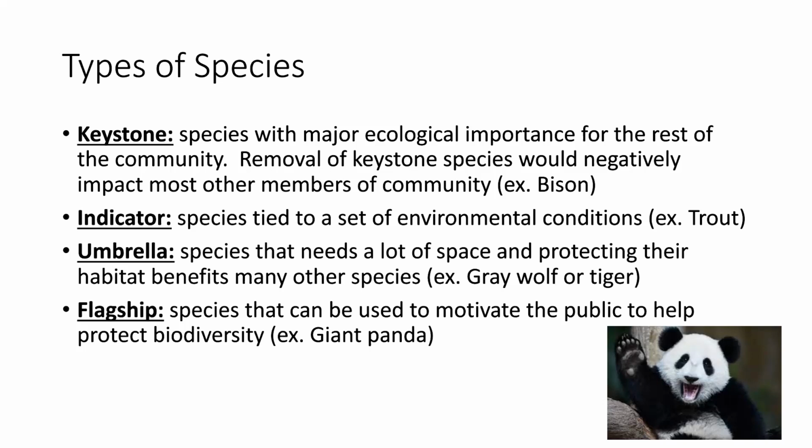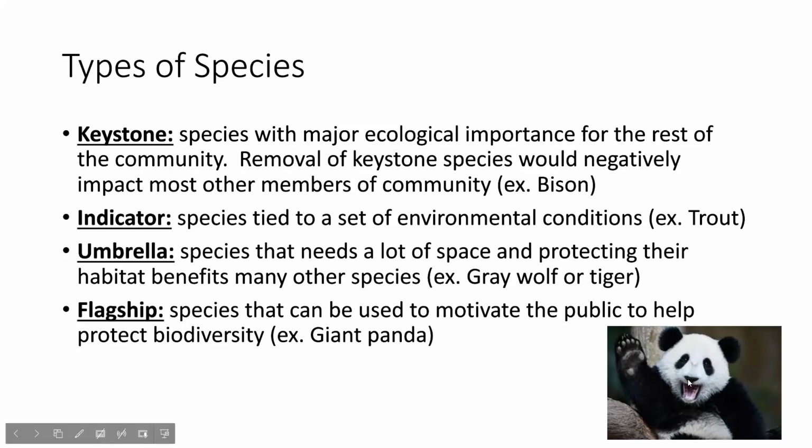And then with the flagship species, this is a different idea, in that this has more to do with the perception that people have. So things like giant pandas are considered flagship species, because these are animals that are going to be charismatic. They're going to be animals that can get an emotional response from people. They're going to be animals that people may care about more than certain other organisms. So a lot of times these are used to motivate public interest, and to get people to actually care, to actually act in order to protect the biodiversity.